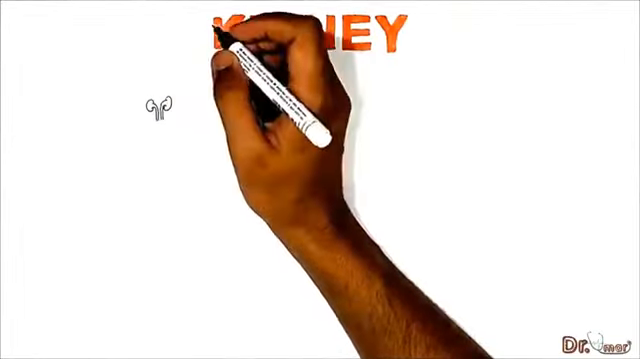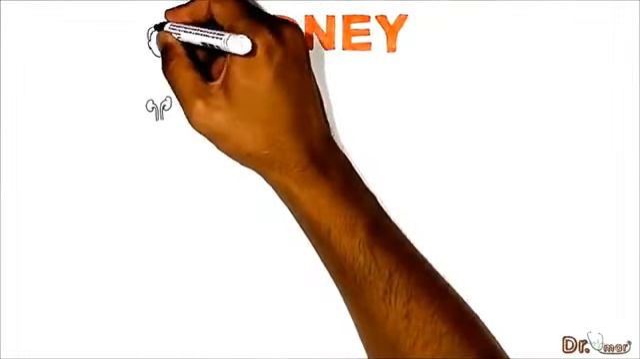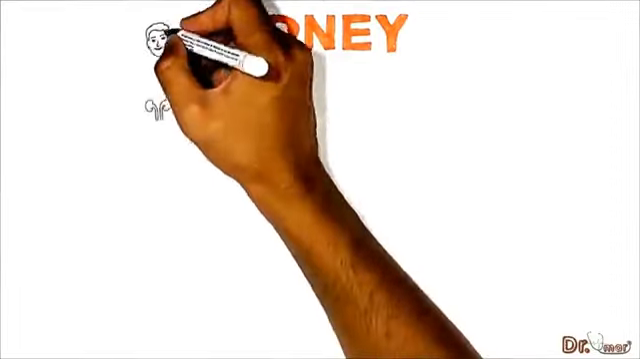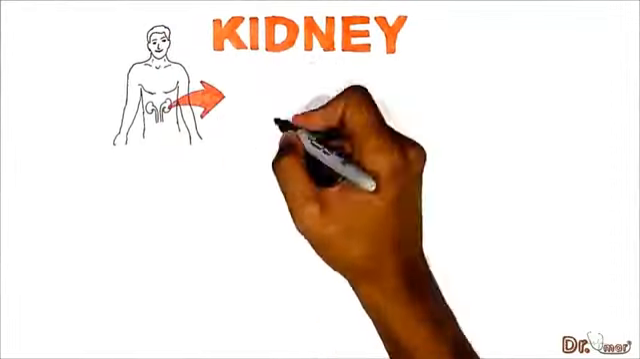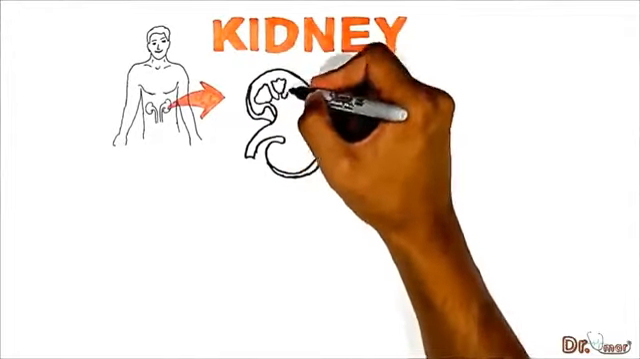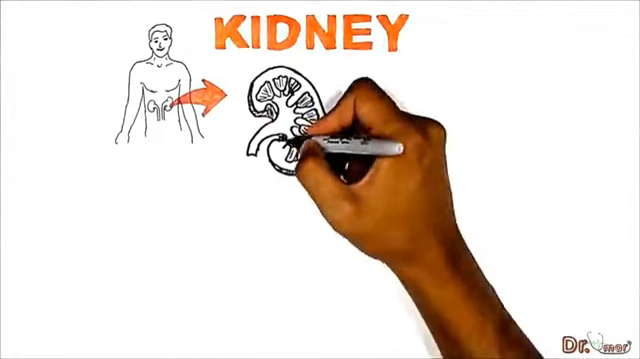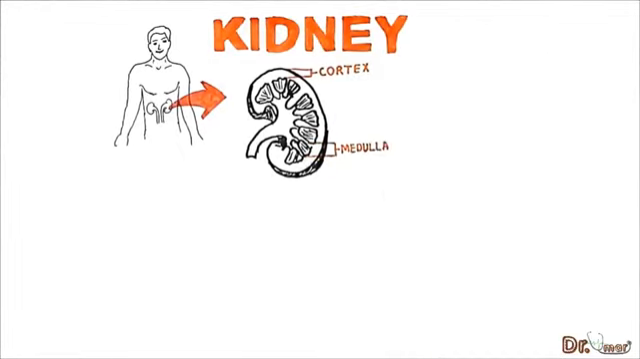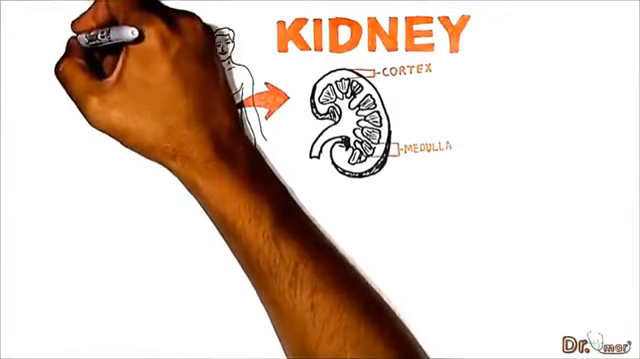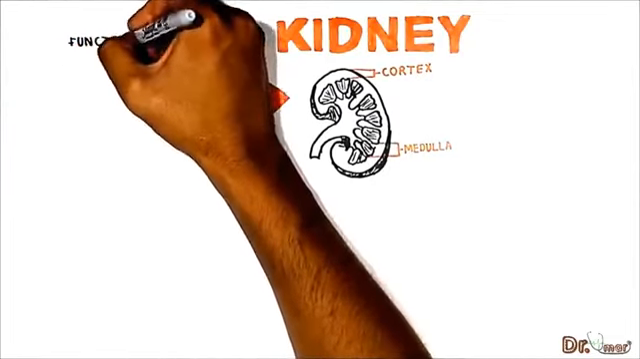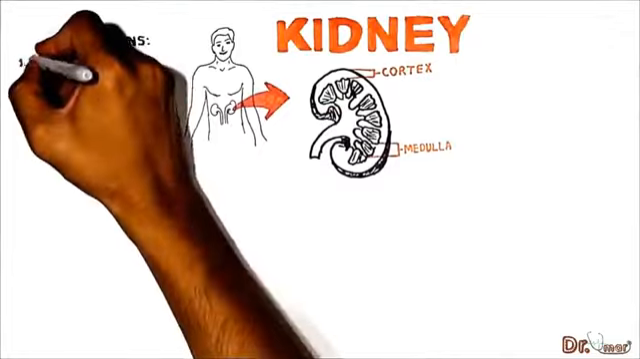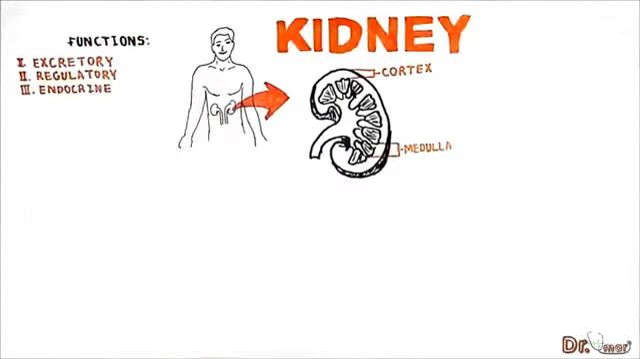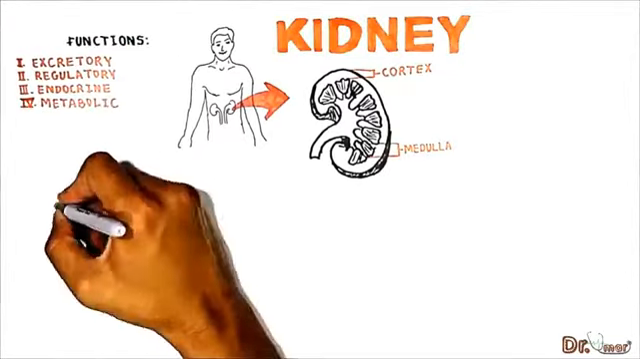The kidneys are a bean-shaped organ located at the rear of the abdominal cavity in the retroperitoneal space. If you look inside the kidney, you will see that it has an outer region, the renal cortex, and an inner region, the renal medulla. The kidney has four main functions: excretory function, regulatory function, endocrine function, metabolic function.